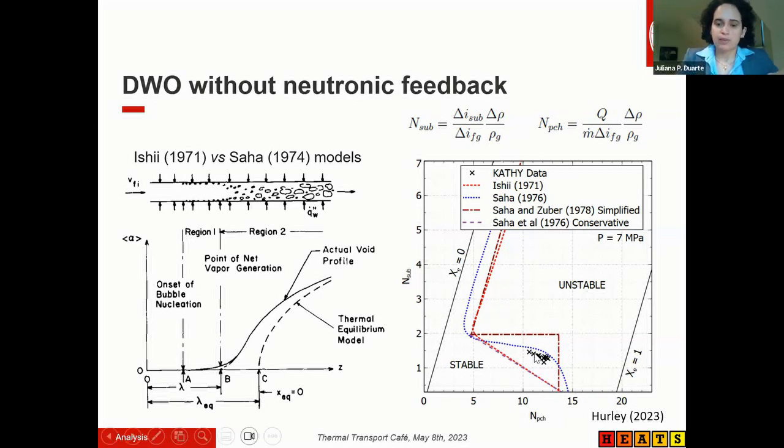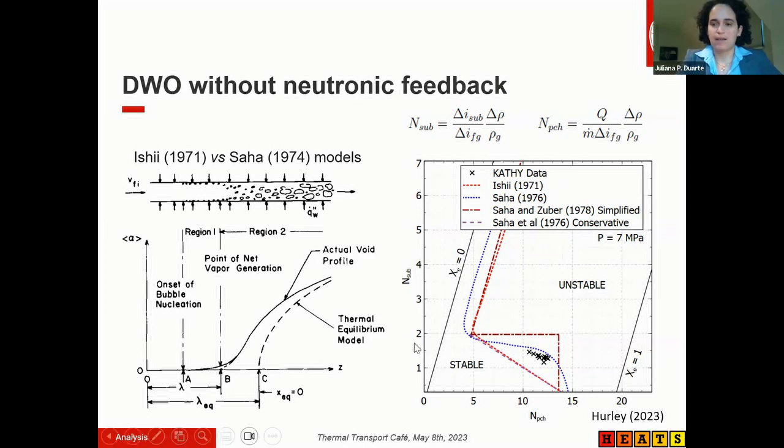But even with all the simplifications, doing a simple drift flux model, you see that the data on this axis is very close to the Saha model. As I mentioned before, the simplified version is basically a line here at the bottom, which follows very close to the Saha model. And the conservative one, I said the opposite: the simplified is the square, and the conservative one is this line that follows the Saha model very well, at least for these pressures.